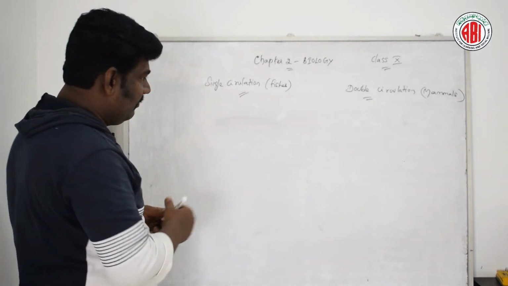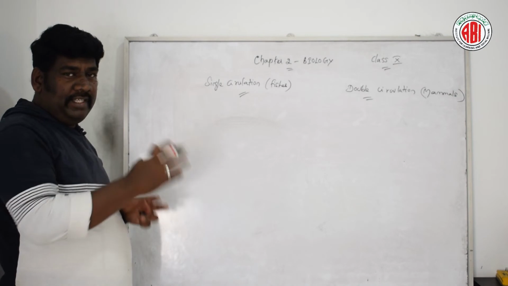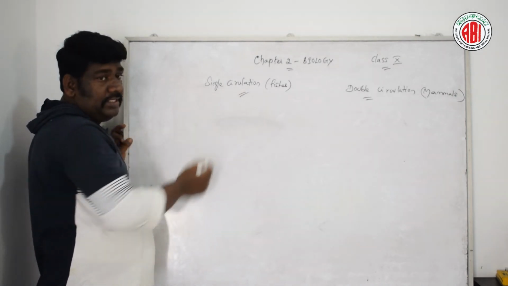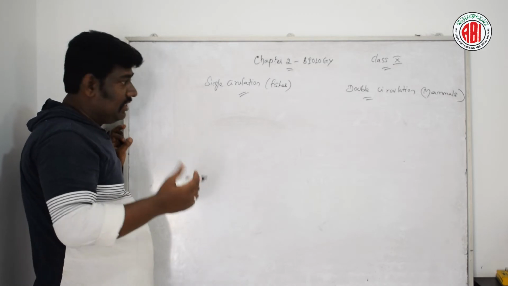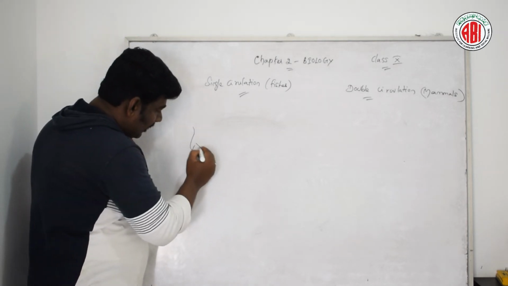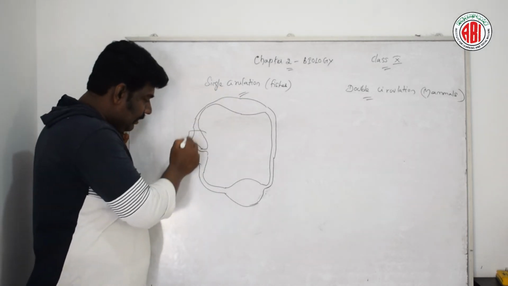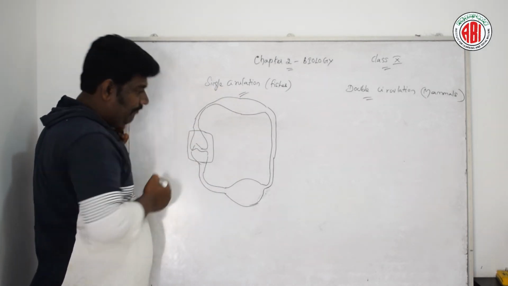How to draw the diagram? You see, very simple. Make it a very simple diagram for this. In single circulation, let us talk about the fish's heart, which looks like this. So it's a very simple diagram. This is the part of the heart.